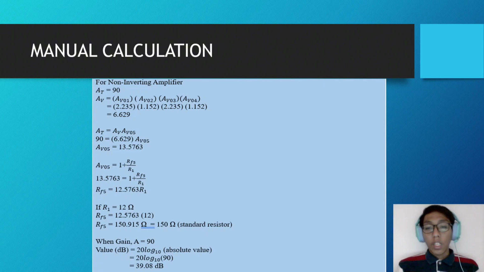When the gain is 90, the value in dB is 20 log 10 multiplied by the absolute value. So just 20 log 10 multiplied by 90, so we got 39.08 dB. So that's all for me. Thank you.